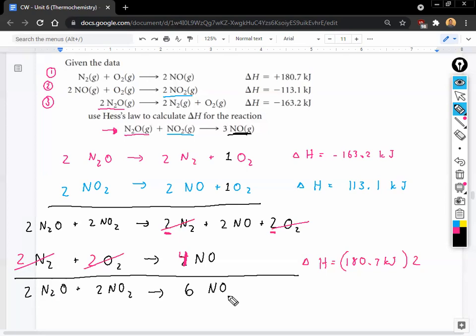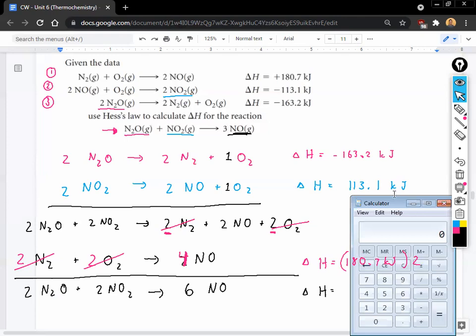Does that make sense, guys? I know it's a lot of stuff at one time, but basically, you just kind of cancel out the stuff on the right side with the things on the left. Okay, and then let's actually calculate the delta H right here. We're going to have to just take the sum. We're going to add up all the delta H's for the reactions that we use.